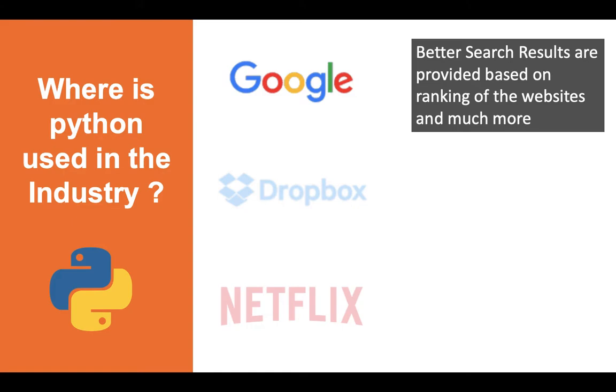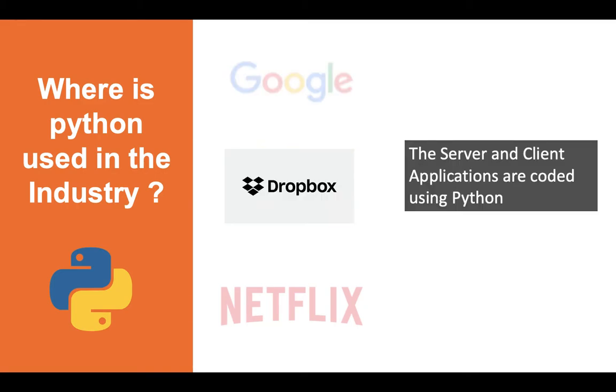Alright, that is how it works. That is being used by Google also, on the basis of the ranks of the websites, sortings. Dropbox, the server, client messages and applications use Python.